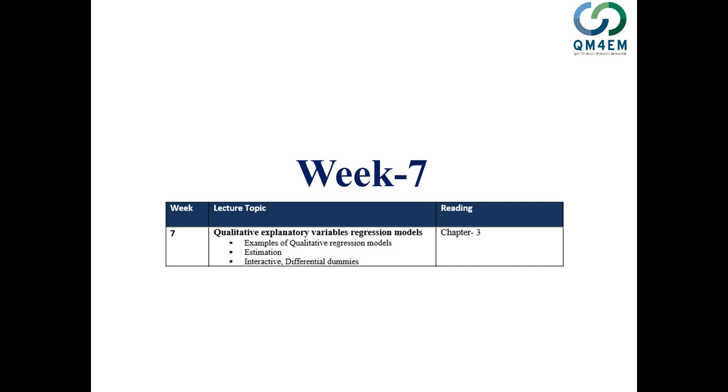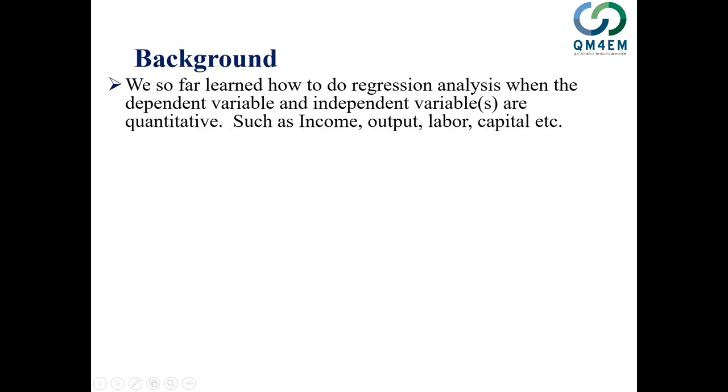So if I start with the background, till the previous lecture, we were discussing mainly the regression models in which the dependent and independent variables were measured through ratio scale, or they were quantitative in nature. For example, variables such as income, output, labor, capital. You can recall all the models which you have estimated. Sometimes you were regressing output on labor and capital, sometimes you were looking into the GDP growth rate, sometimes with some wage determination. And all these models have the dependent variable quantitative and also the independent variables quantitative.